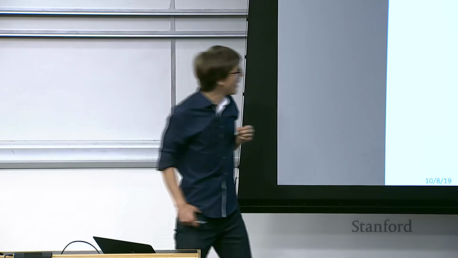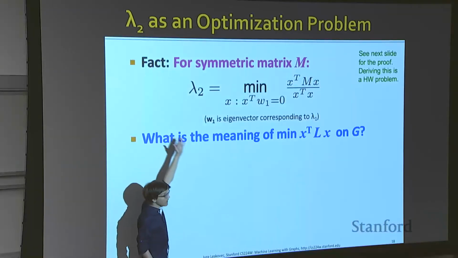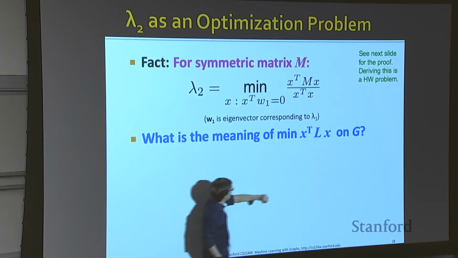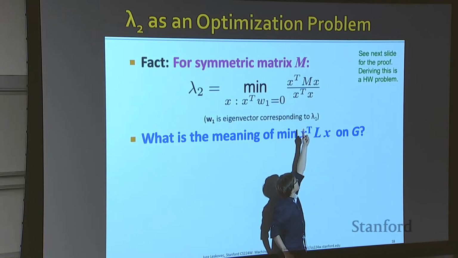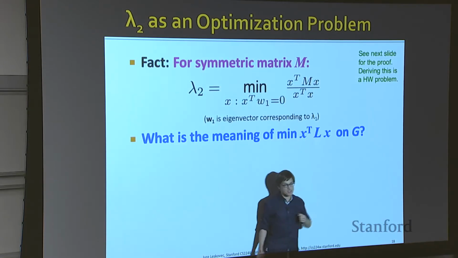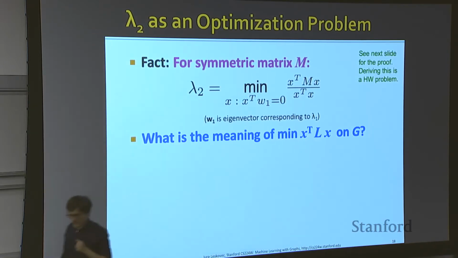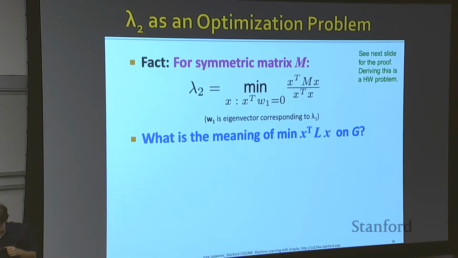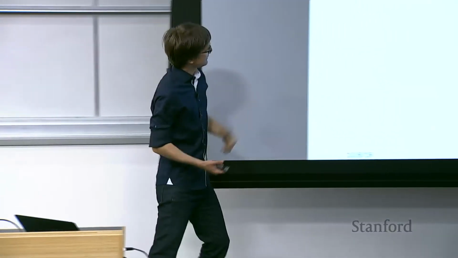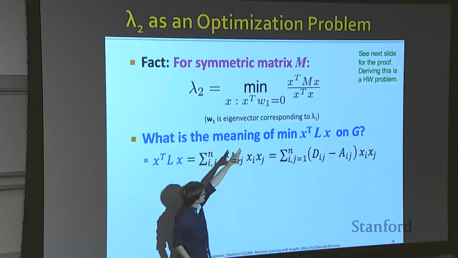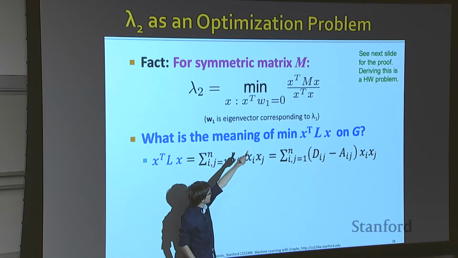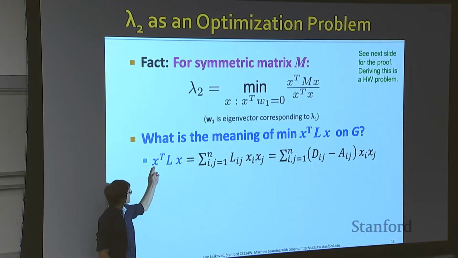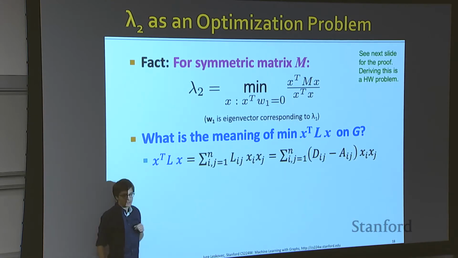So what I want to do now is work out what is the meaning of this optimization problem for us, where our matrix M is the graph Laplacian L. Okay, let's try to work this out. Here we need to figure out what is the value of x transpose Mx. So in our case, what is the value of x transpose L times x?